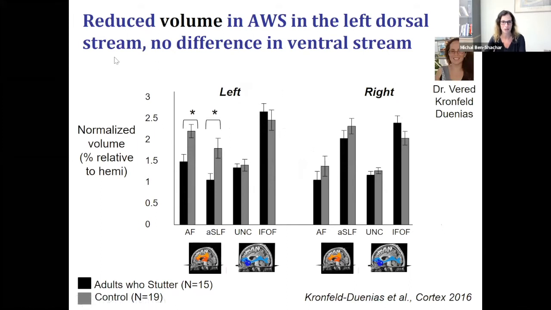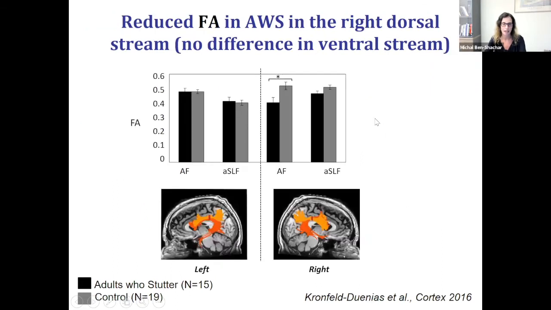To make a long story short, Vered found reduced volume in the adults who stutter in the left dorsal stream. You can see these differences over here. This is a normalized volume measure. There was no difference in the ventral stream. And then she also found reduced anisotropy in the same group in the right dorsal stream. But again, there was no difference in the ventral stream.